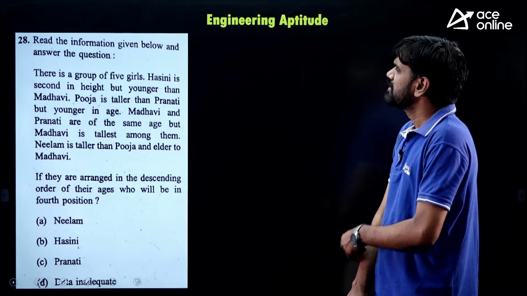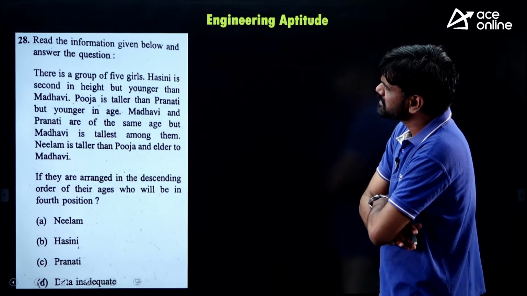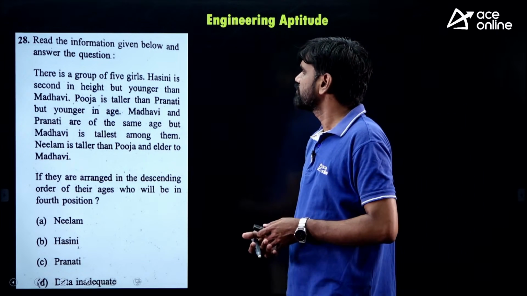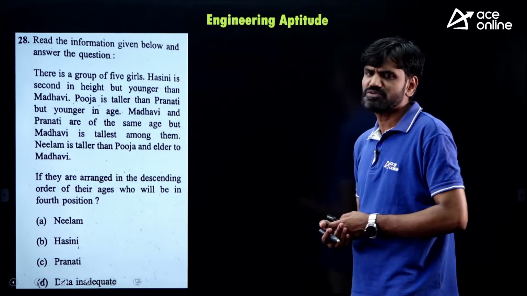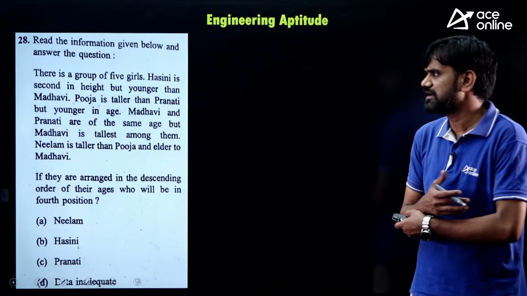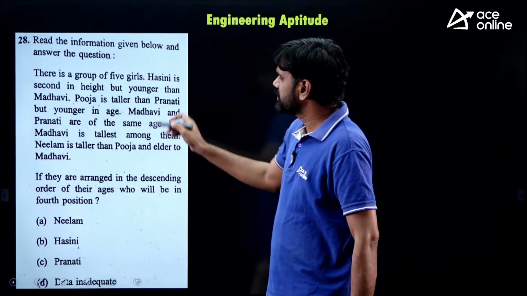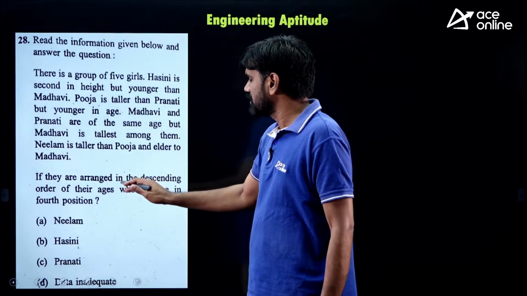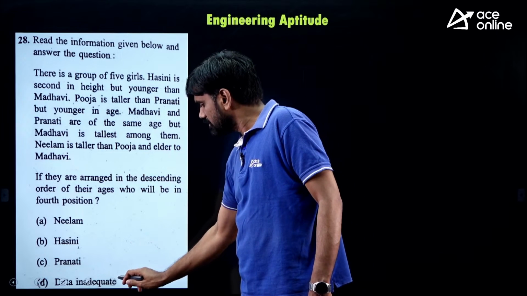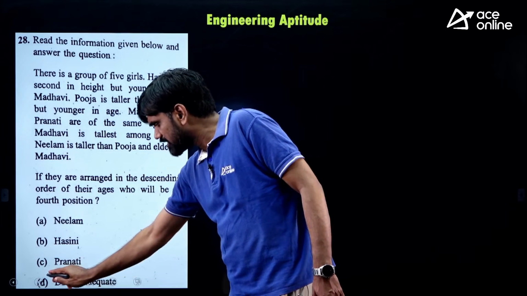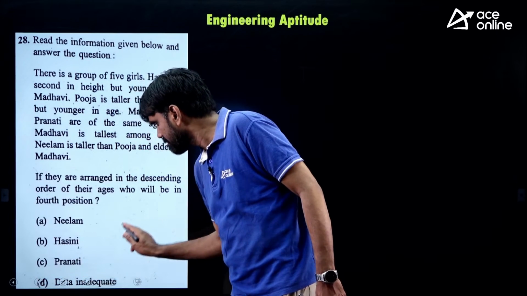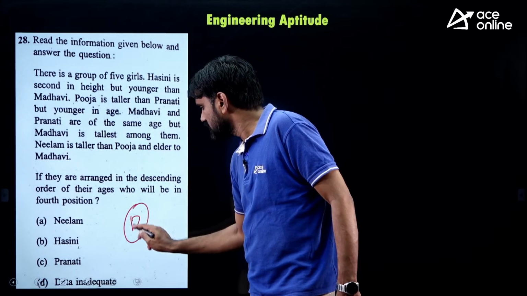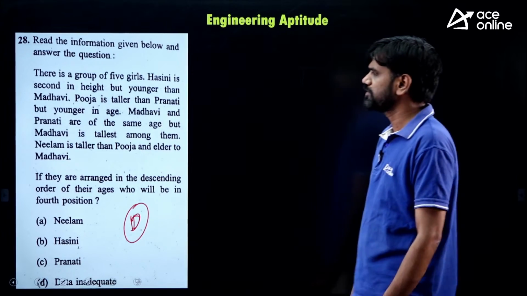Next, read the information given below and answer the question. So there is a group of 5 girls. Hasni is second in height. So this one is related to again a puzzle or data arrangement. Here you cannot find the position of the people. That's why the answer is data inadequate. For this one, the answer is option D. Data is not sufficient to arrange all the people over there.